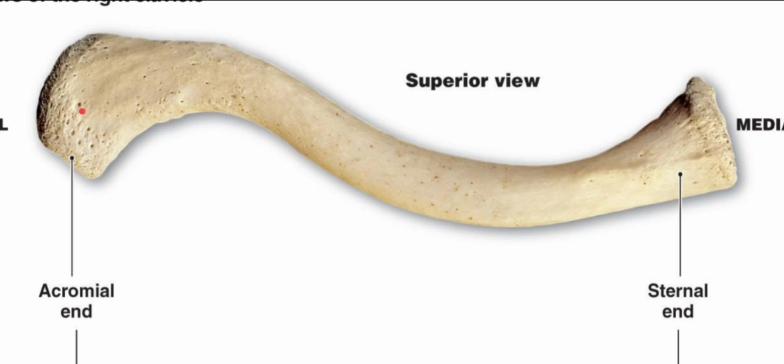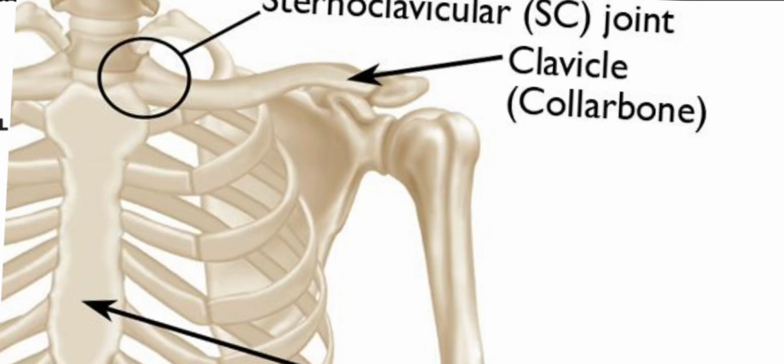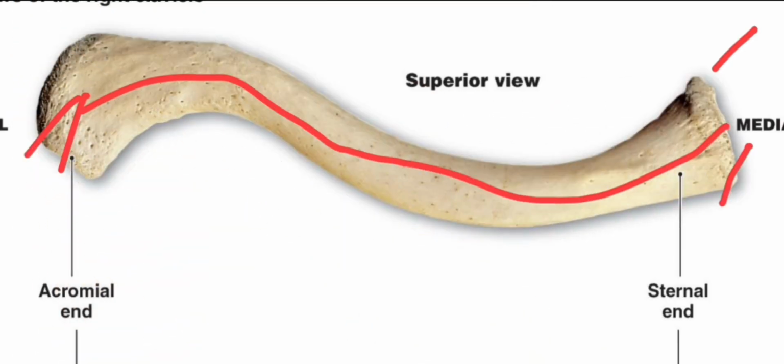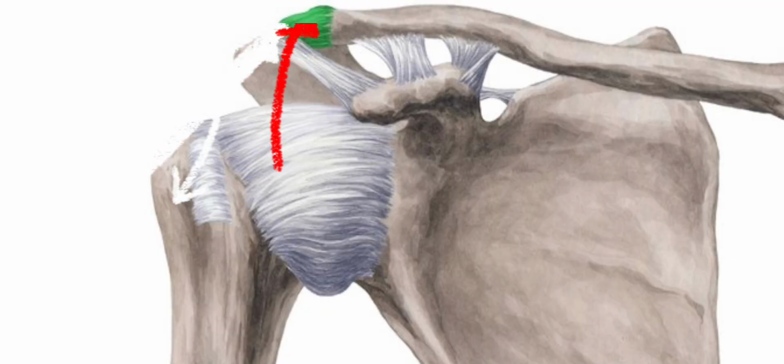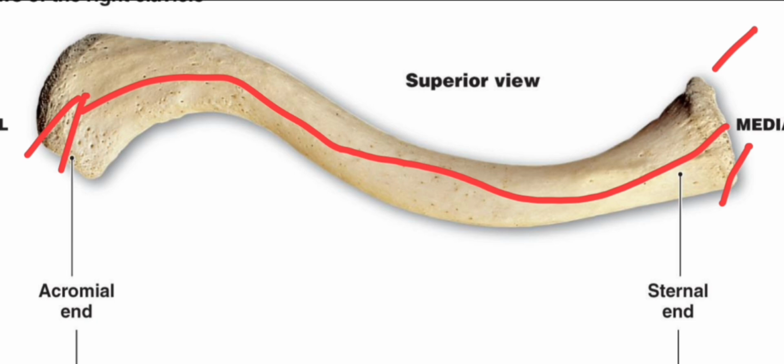So you can see over here, this is the clavicular bone, and you can see it is S-shaped. It has two ends: one is the medial end, the other is the lateral end. The medial end is articulated with the manubrium of the sternum through the sternoclavicular joint, while the lateral end is articulated with the acromial process through a joint which is called the acromioclavicular joint. Now the medial end is also called the sternal end, and the lateral end is also called the acromial end.